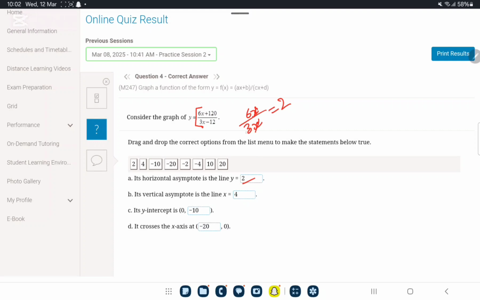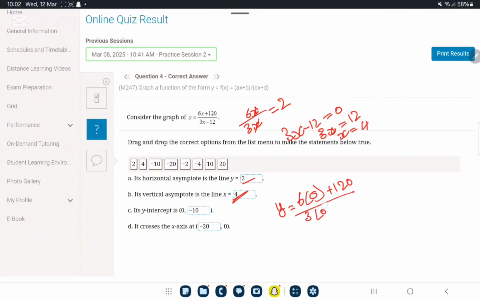Vertical asymptote is whatever makes the denominator 0. So 3x minus 12 equals 0, 3x equals 12 and x equals 4. Y-intercept: x is 0. So y equals 6 times 0 plus 120, over 3 times 0 minus 12. So you get y equals 120 over minus 12. The 12 is cancelled, 1 and 1, so minus 10. And then crosses the x-axis, so y is 0.